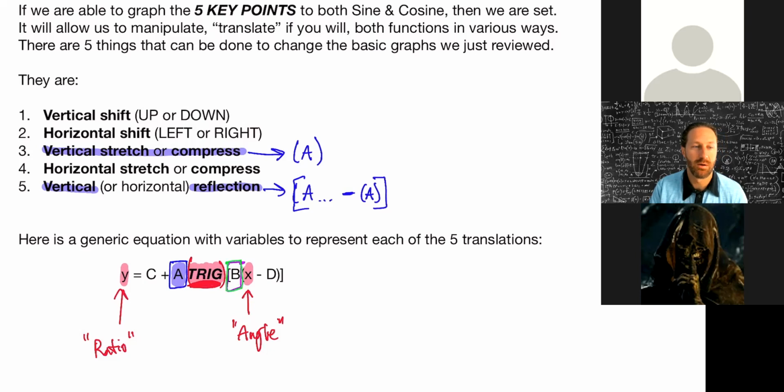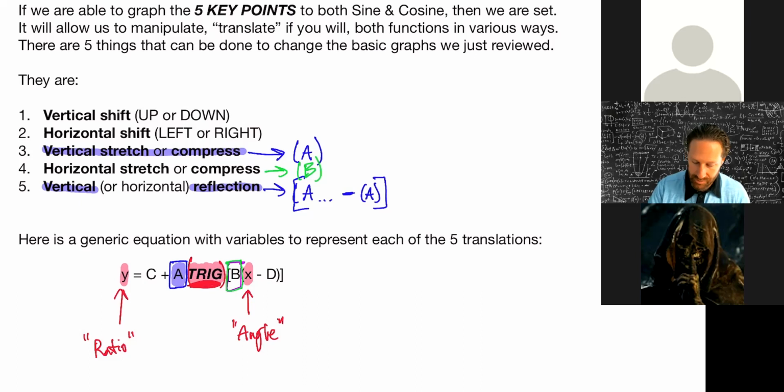It's going to affect something horizontally. And if it's being multiplied, then we know it's going to be multiplying it and making it either stretch horizontally or compress horizontally. So that's what B will have the effect on.